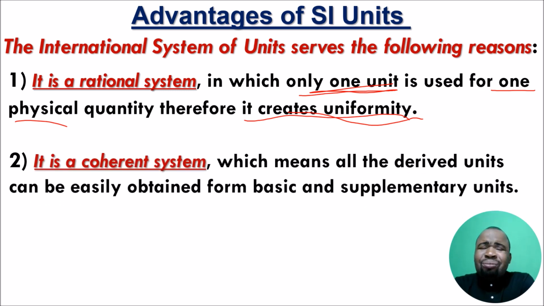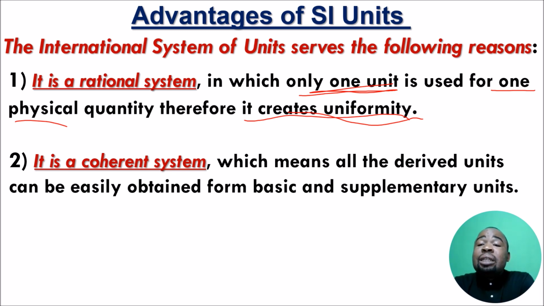Number two, it is a coherent system. What do we mean by it is a coherent system? We are saying we can obtain derived units from their base quantities. Like we discovered that the SI units of density are kilograms per cubic meter. Why? We divided the units of mass by the units of volume to come up with the units.